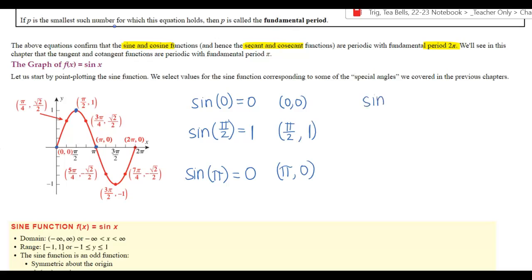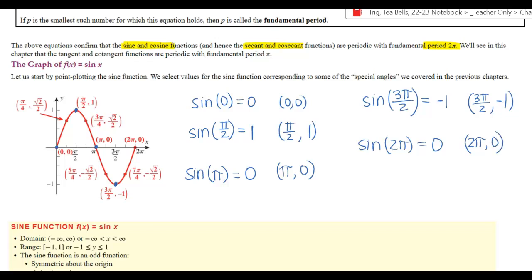Then we're going to move into sine of 3 pi over 2. So now we are down on the negative y-axis. So this would be negative 1. So we're at the point (3 pi over 2, negative 1), down here. And last but not least, sine of 2 pi, and that brings us back to 0. So our last point is at (2 pi, 0).